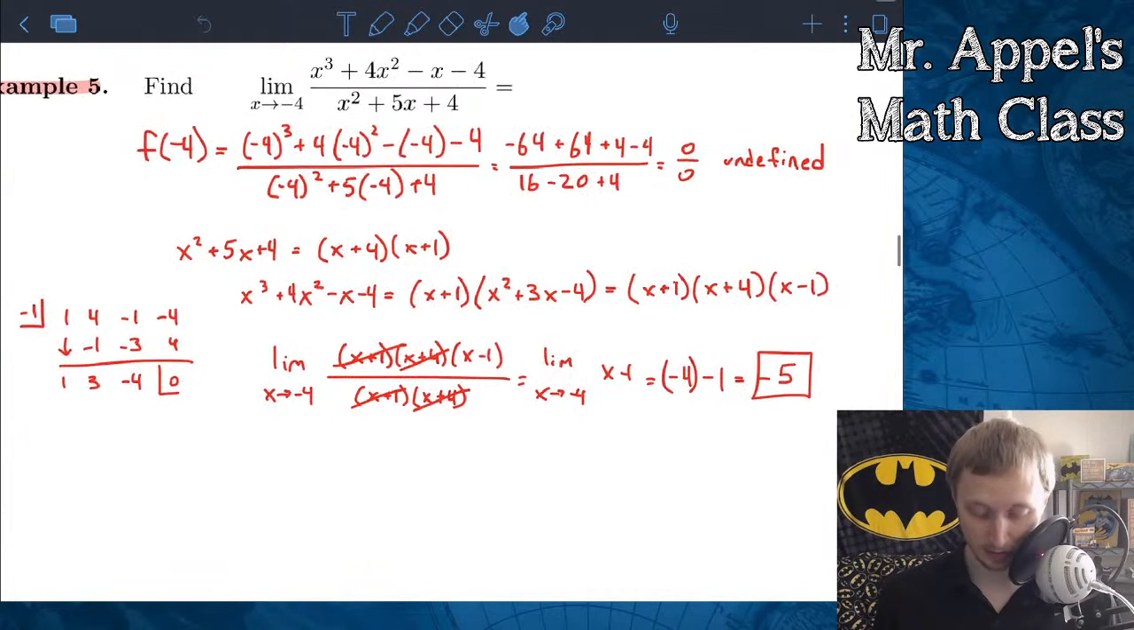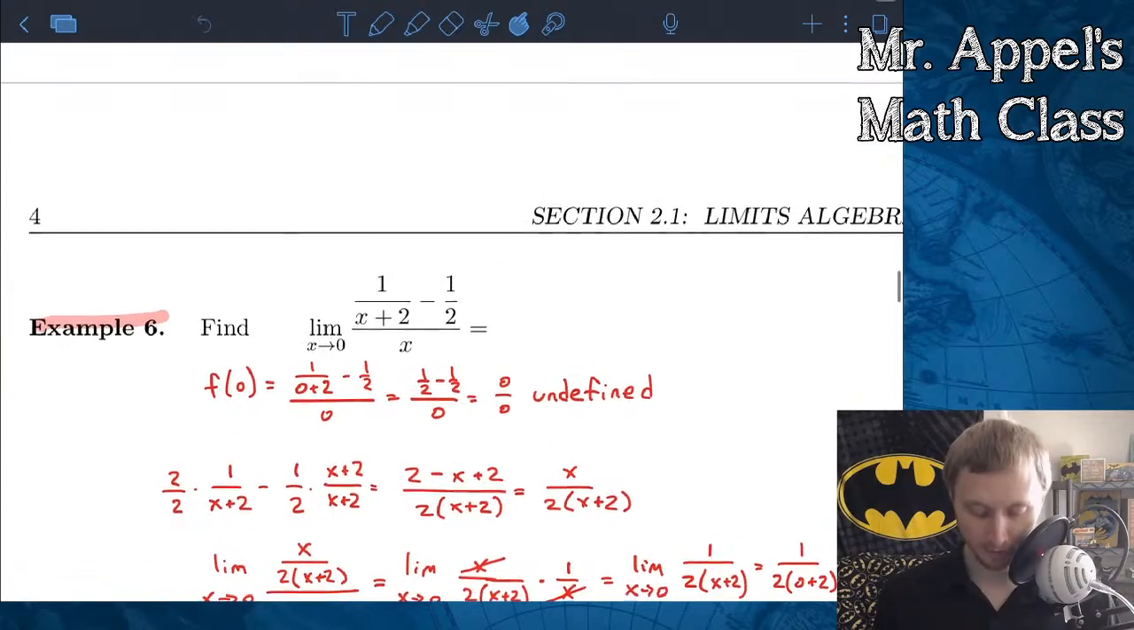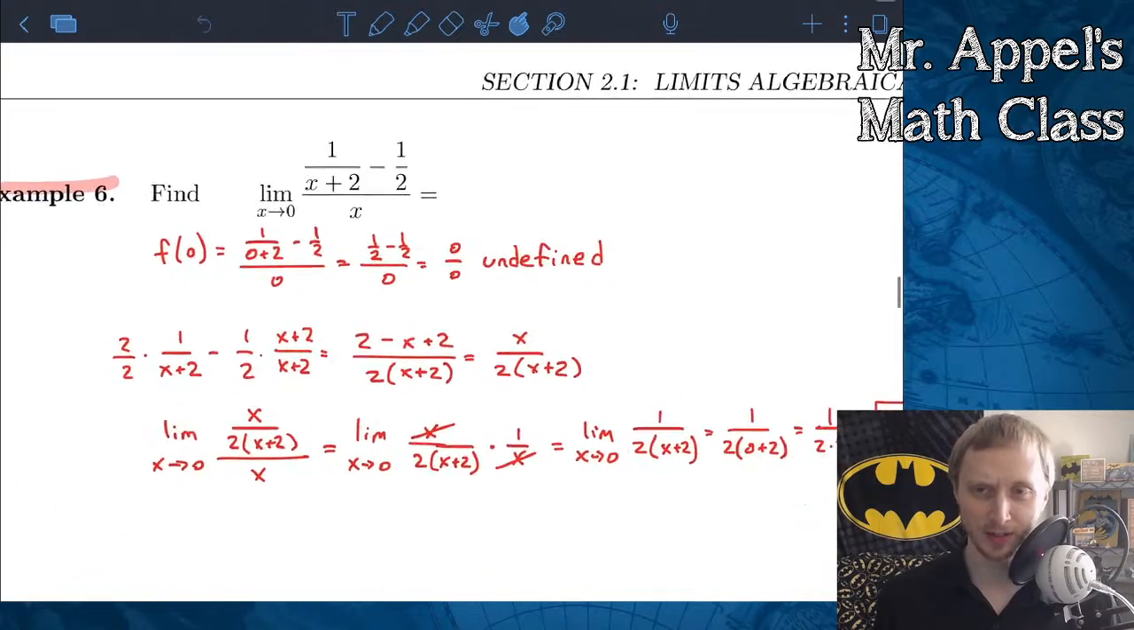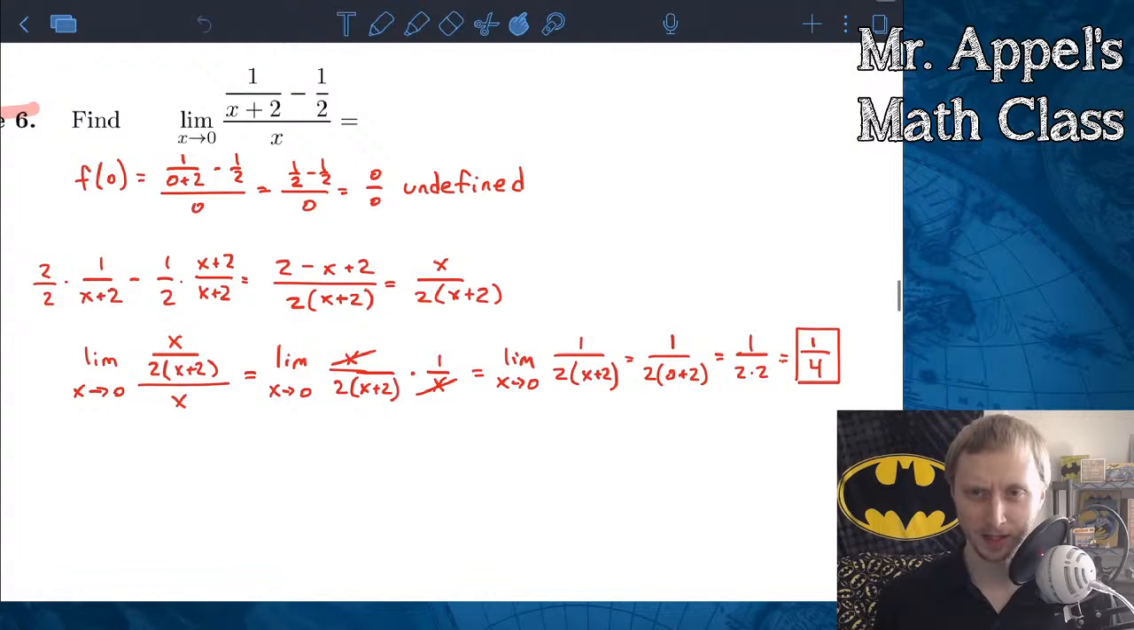All right, now the next one. Have fractions within fractions. So things got a little bit trickier here. If I can get it all on your screen there. So again, check that it is in fact undefined. Yes. And now in order to deal with those fractions, I need to combine these, which means I need to make them have a common denominator.